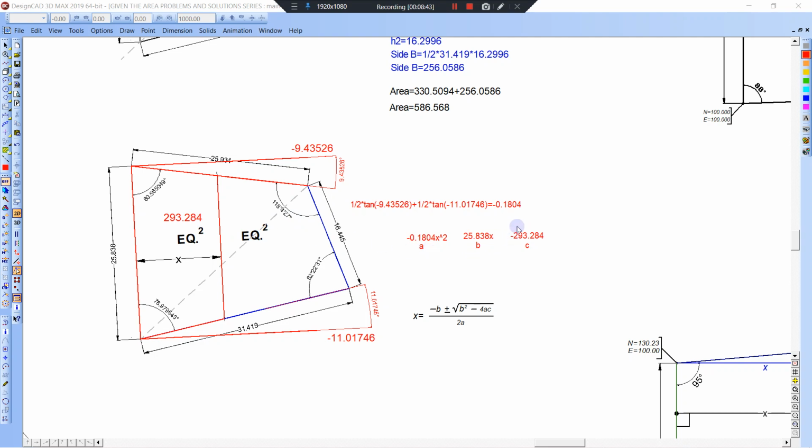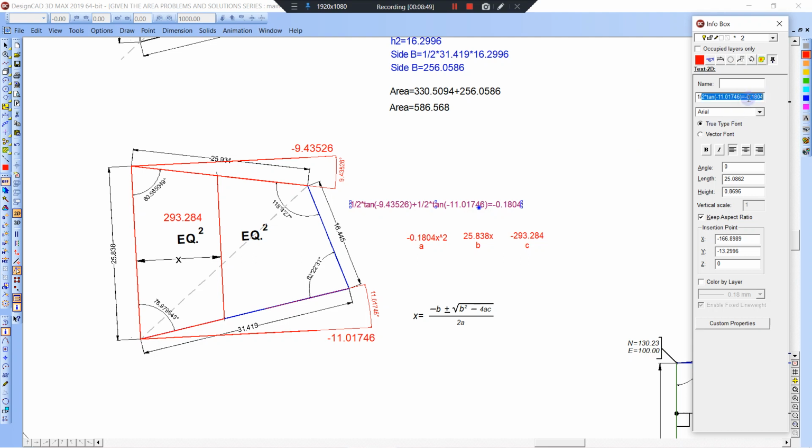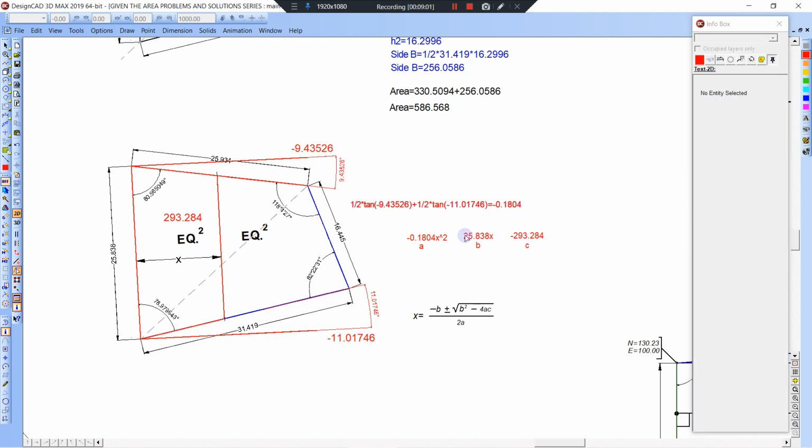and then this one plus this one is equal to 293.28. But to make it into a quadratic, actually this is kind of wrong. It should be plus or minus of that. That's wrong. Oh yeah, that's right. But anyways, this one plus this one is equal to 293, but it's equal, so we're moving it to the other side. We can get the quadratic.